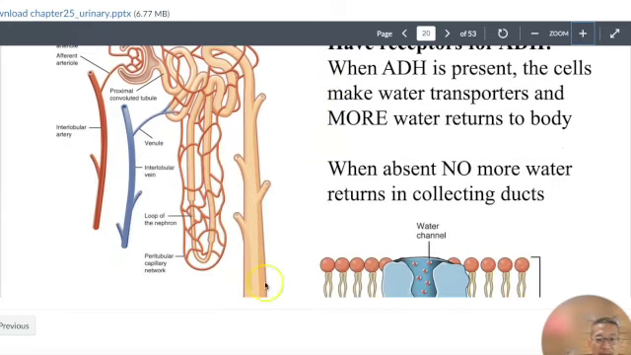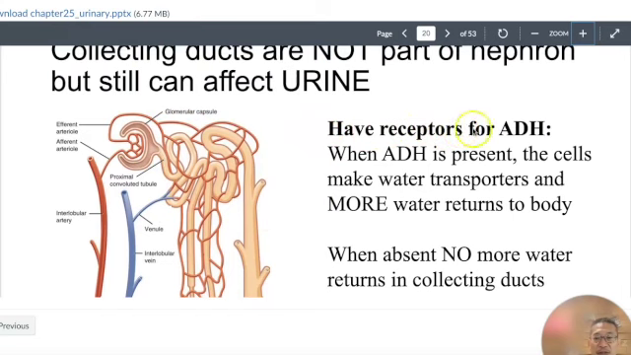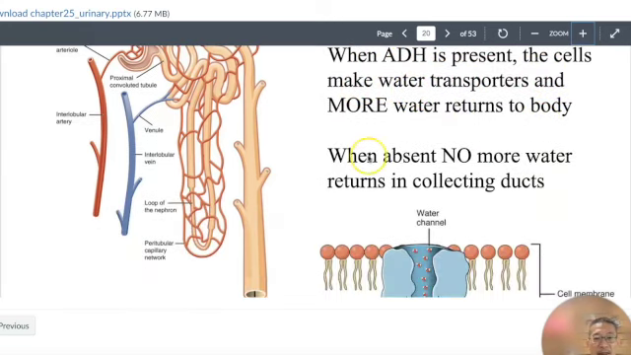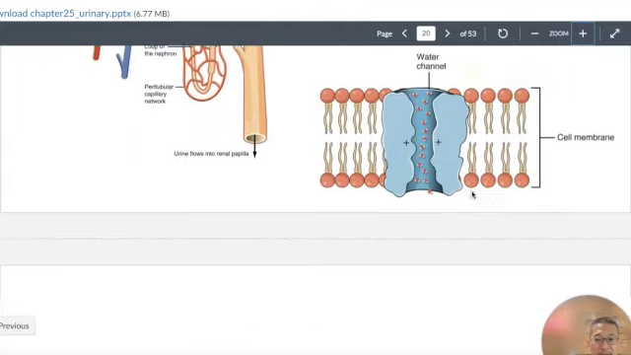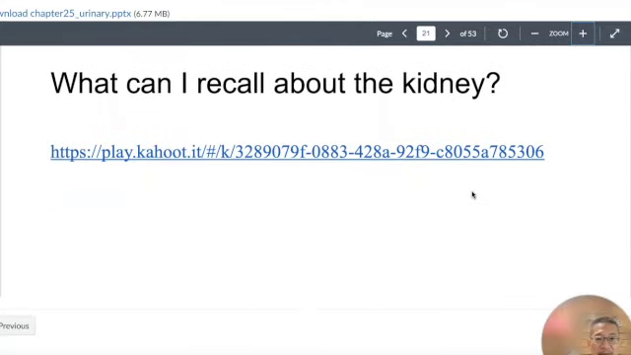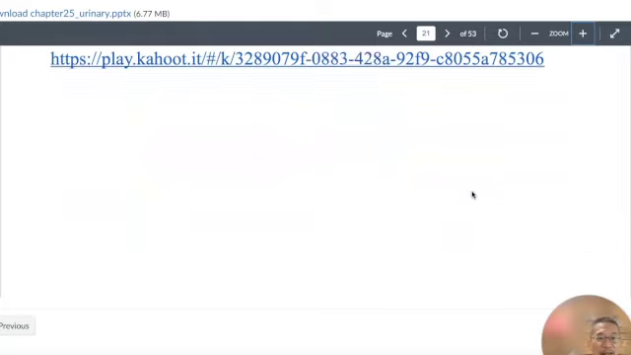So here's the collecting duct at the end. It has receptors for ADH. When ADH is present, the cell makes water transporters and more water returns to the body. So when ADH is present, more water will be returned to the body and not down to the pyramids. When absent, no more water returns in the collecting duct. So that's part one of the kidneys.